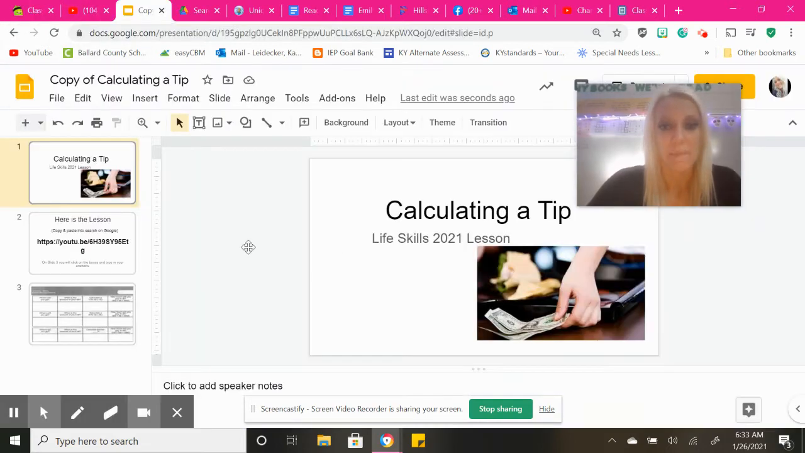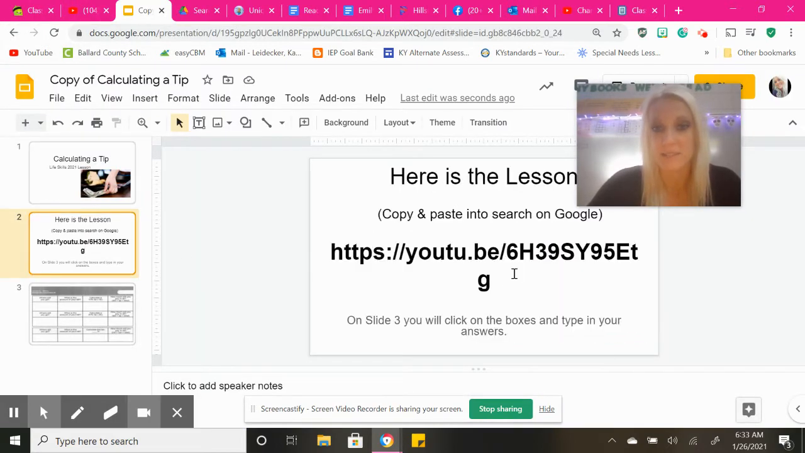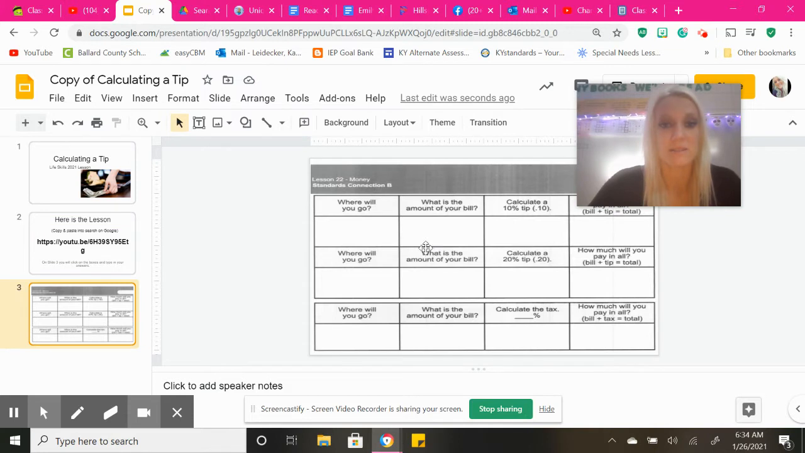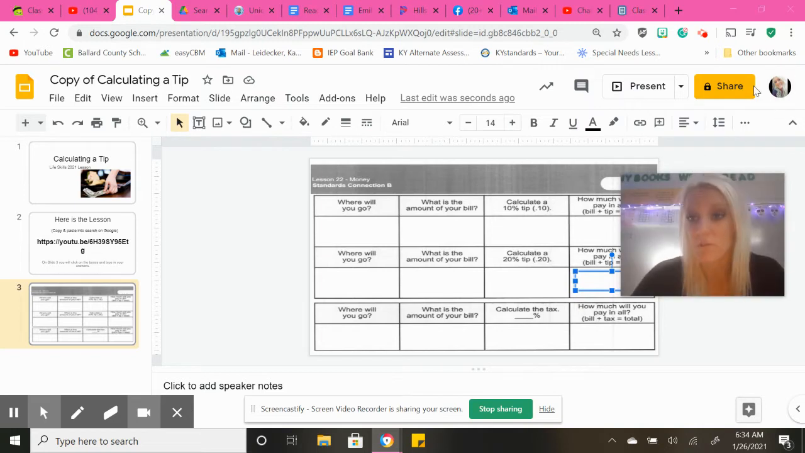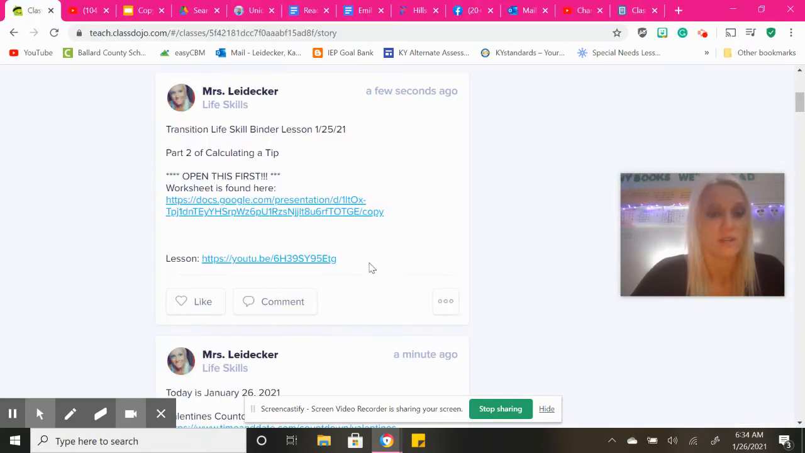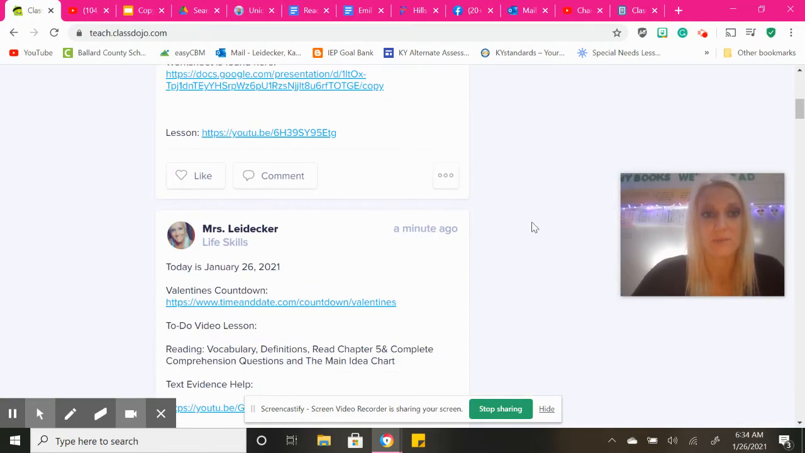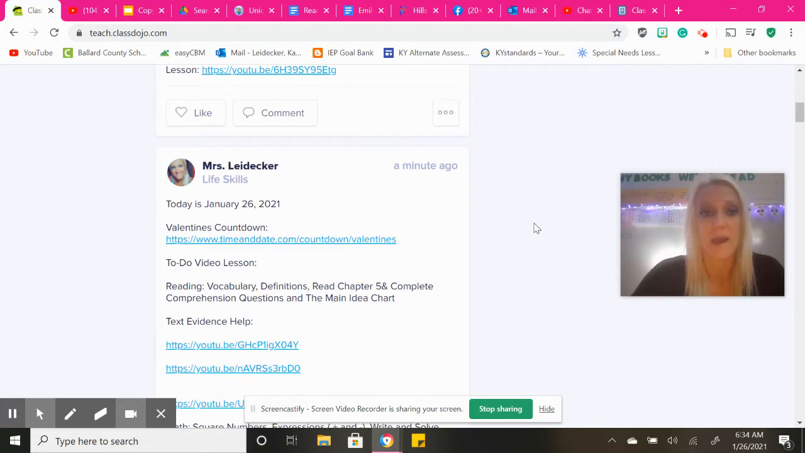So when you make a copy, so here it is. I have the lesson again. So here's the same lesson to copy and paste. And then on slide 3, you click on the boxes to type your answers. So as you click on these, you can type your answers in. Don't forget to share it with me so I know that you did it and that I can score that for you. So that was the life skills lesson from yesterday. So you can go ahead and complete that.